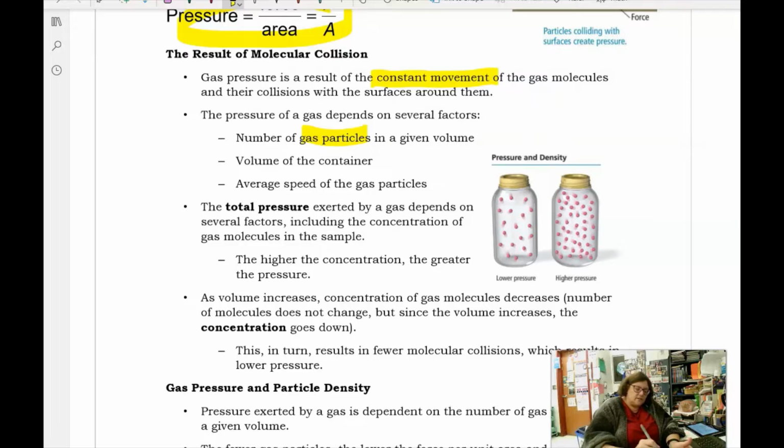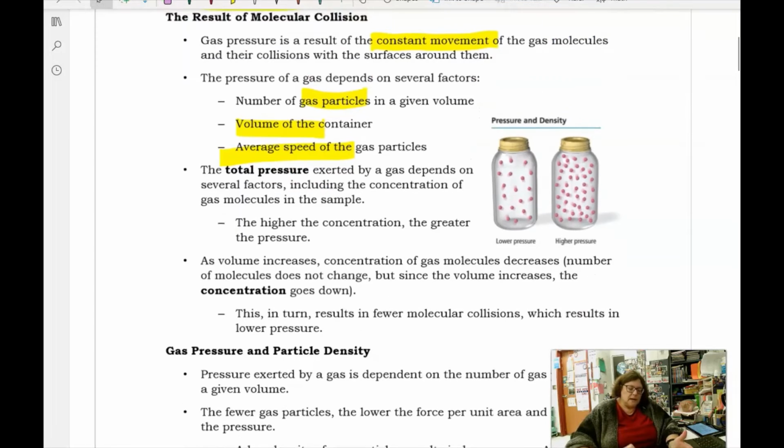All right, the second thing that would affect it would be the volume of the container. If you make a container smaller, that's one of the things you saw, the pressure inside that container goes up. And then the third thing is the average speed of the gas particles. The faster the gas particles are going, the higher the temperature. Temperature is the measure of that kinetic energy. And so temperature and gas velocity is directly related.